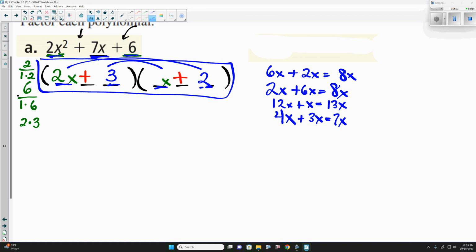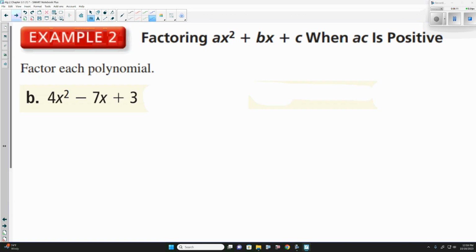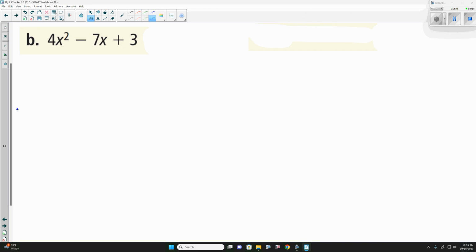But the more of these that you do, the more familiar you'll get with them and the easier they get. Questions on this here? Let's look at the next one. So we want to factor this here. And again, the first thing we would always need to look for is the greatest common factor. Is there a greatest common factor between 4x squared, 7x, and 3?